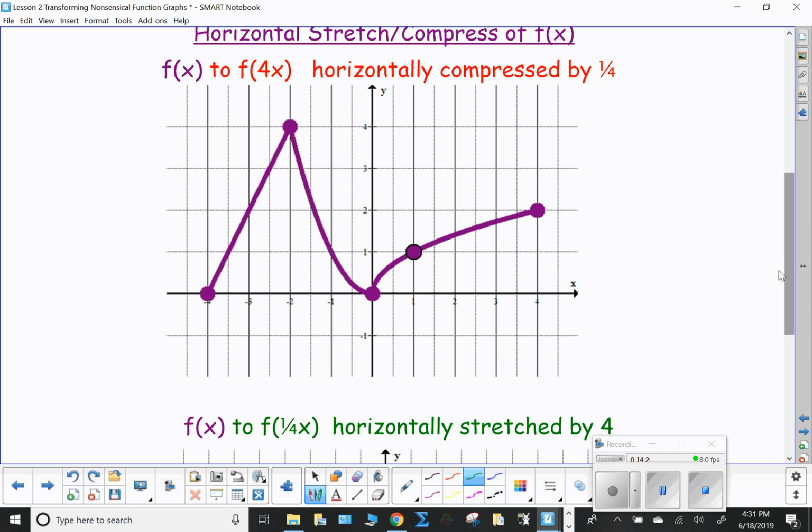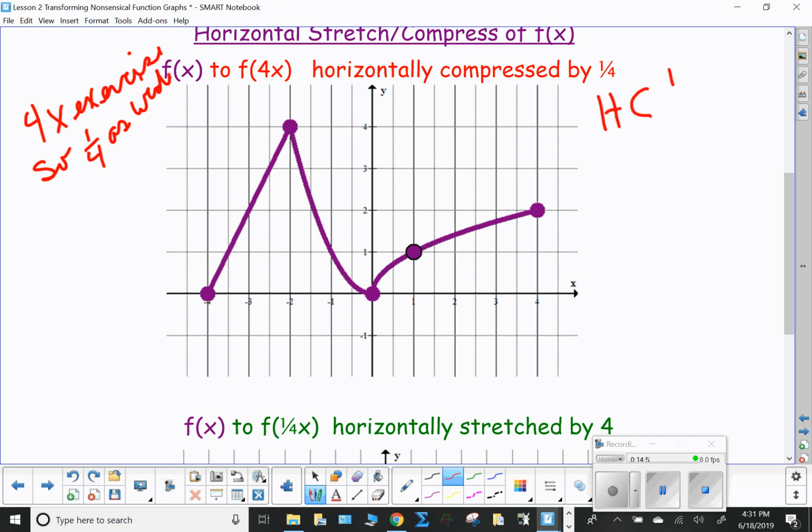So, if we go from f of x to f of 4x, this is 4 on the inside. That means, if you think about it with exercise, 4 times the exercise, so 1/4 as wide. Okay? Which means that we have horizontally compressed by 1/4. When I ask you to describe it, that's what I'm going to be asking you to do.